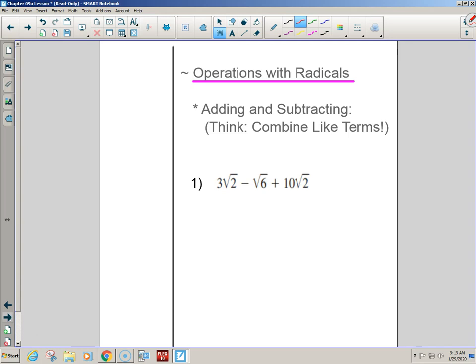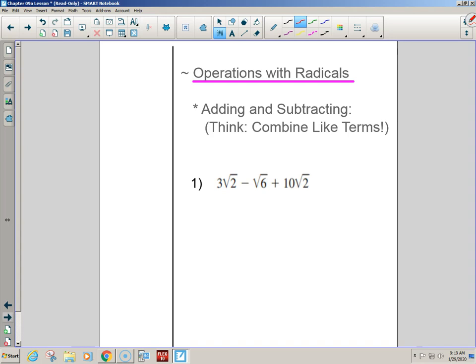Okay, operations with radicals. I just said something a second ago that kind of provides the key for all of today's lesson.